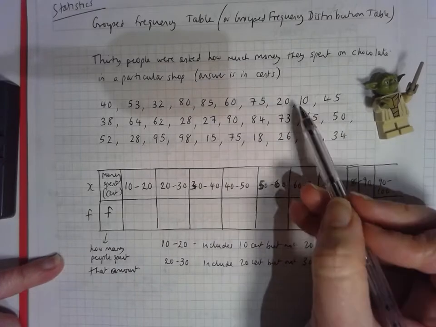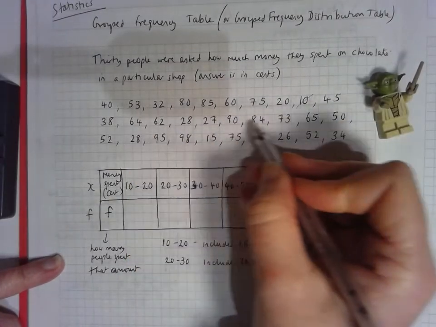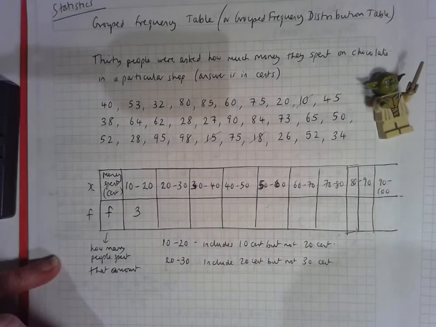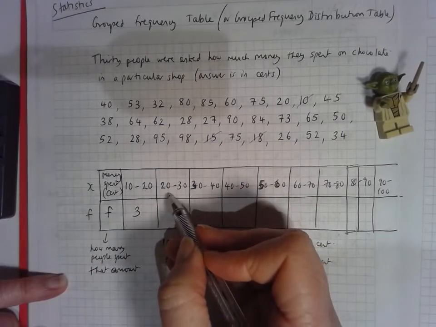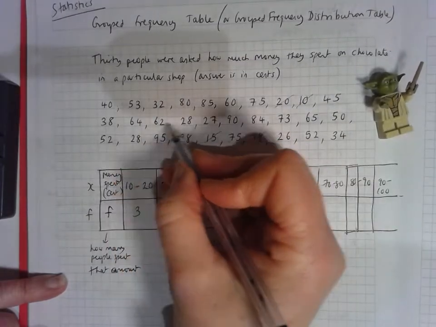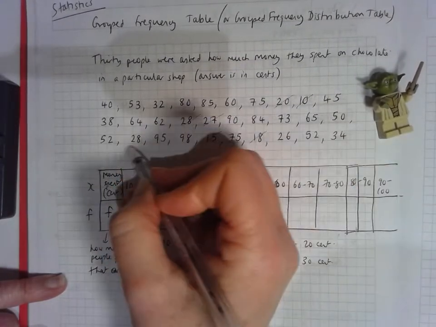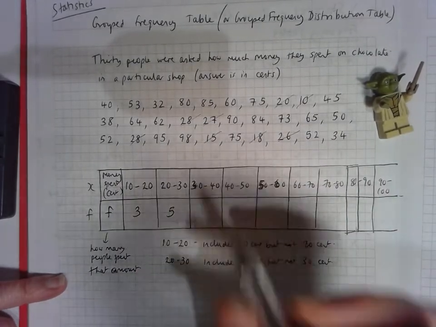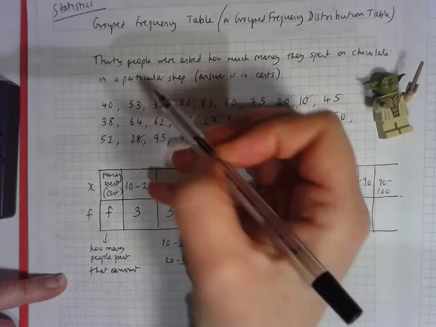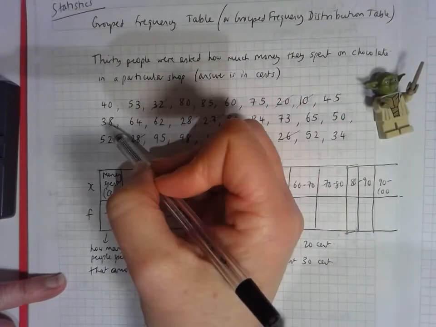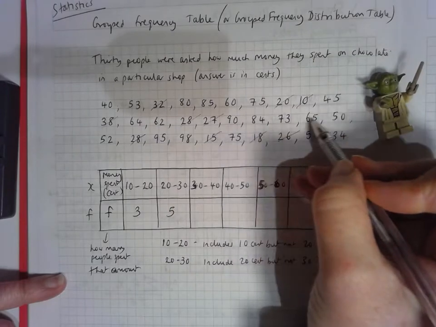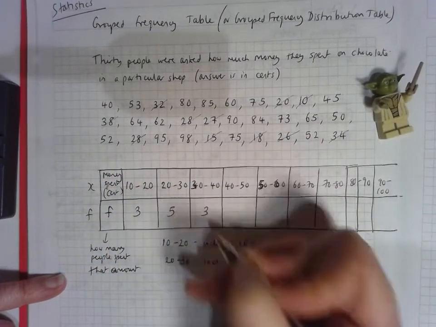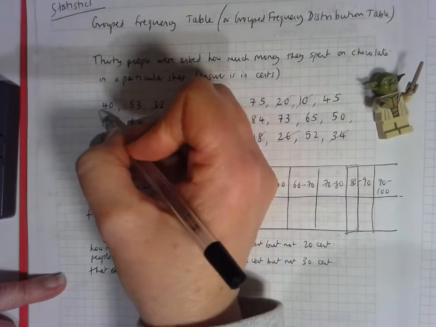So 10, there's 110. What else do we have? We have a 15 and an 18. So we have 3 people who spent between 10 and 20. The 20s, we have 1, 2, 3, 4, 5. We have 5 people who spent between 20 and 30. 30 to 40, we've got 1, 2, 3 people between 30 and 40. 40 to 50, we've got 1, 2, just 2.